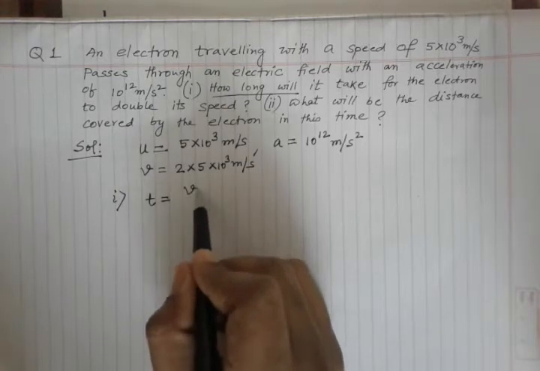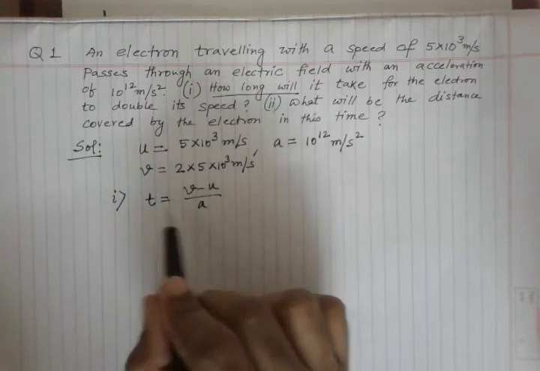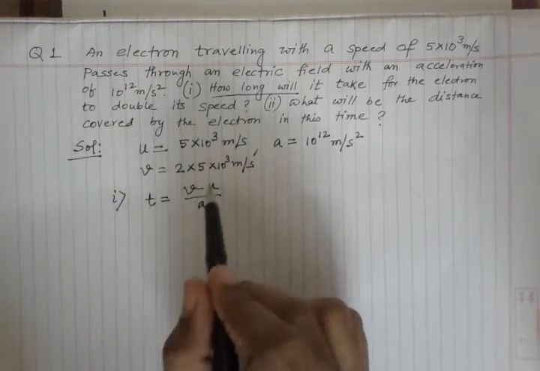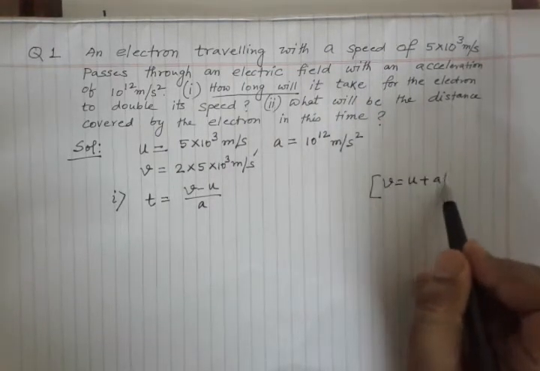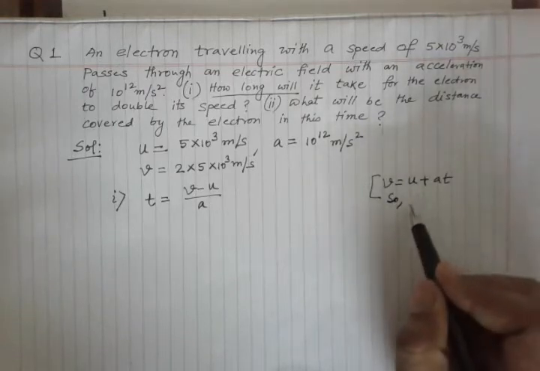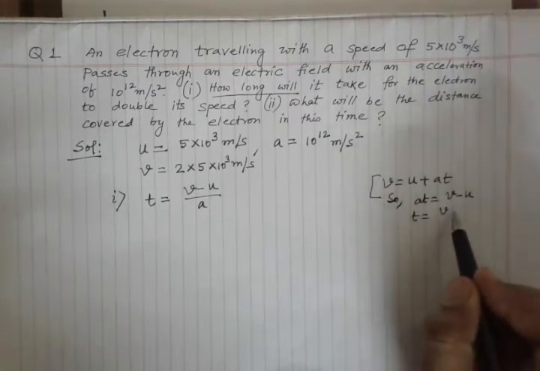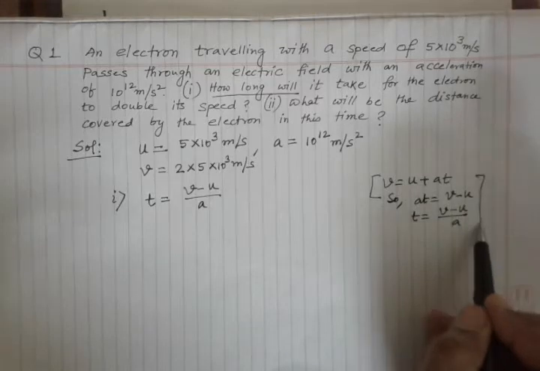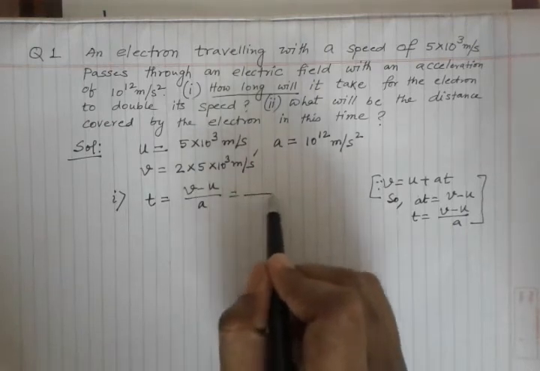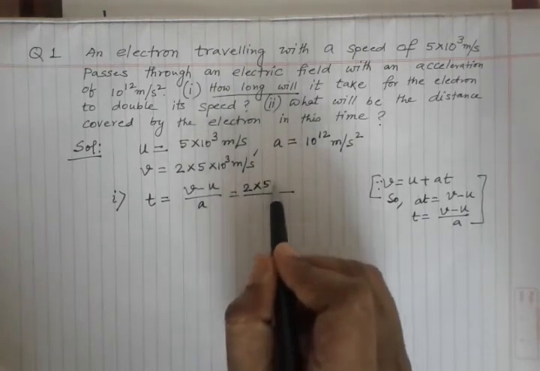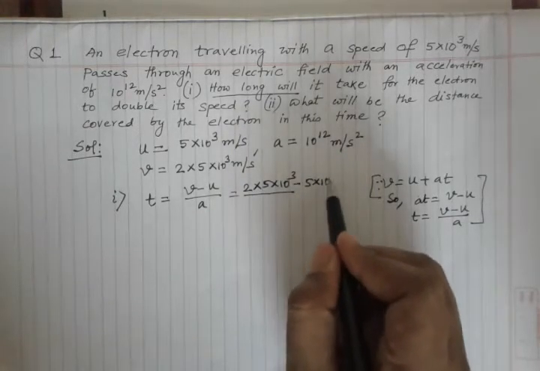So you can write t is equal to what? t is equal to v minus u by a, because v is equal to u plus at. You can write down the formula v is equal to u plus at, so at is equal to v minus u, and t will be equal to v minus u by a. Now v is 2 into 5 into 10 to the power 3 minus 5 into 10 to the power 3.